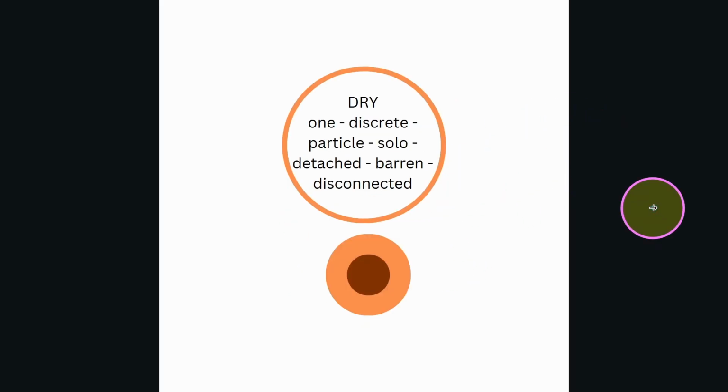The dry quality to me is like particle theory. Is it here or is it there? It's either this side of the door or it's outside the door. We can measure it. Where is it? What is it? Define it. Give me a thing to hold up and consider. Dry is one, individual, discrete, particle, solo, detached, barren, disconnected, like the dry earth. How do you get life out of a dry earth? You have to add water, right? So without that moisture, it just is by itself.